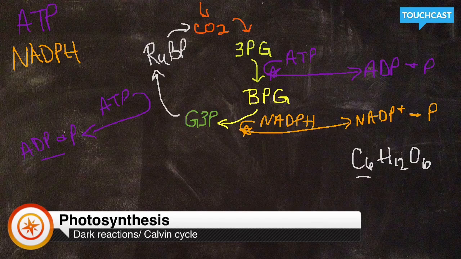Now these ADPs and phosphates, as well as the NADP pluses, and I'm sorry, that's supposed to be a phosphate there. Let me erase that. This is not supposed to be plus P, it's supposed to be plus H plus. Sorry about that there. H plus. Okay. Now all of those molecules are recycled back to the light reactions so that they can be used to create more ATP and more NADPH.